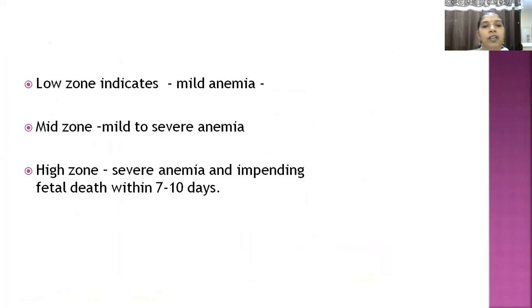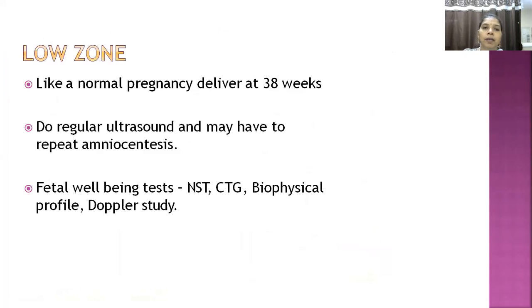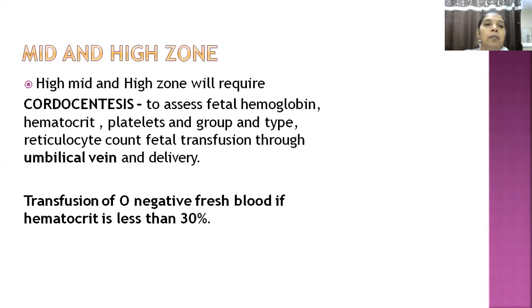Impending fetal death occurs within 7 to 10 days. In the low zone, like a normal pregnancy, deliver at 38 weeks. Do regular ultrasound and you may have to repeat amniocentesis, and do fetal well-being tests: NST, CTG, biophysical profile, Doppler study. These are for the low zone. Now the mid and high zones.